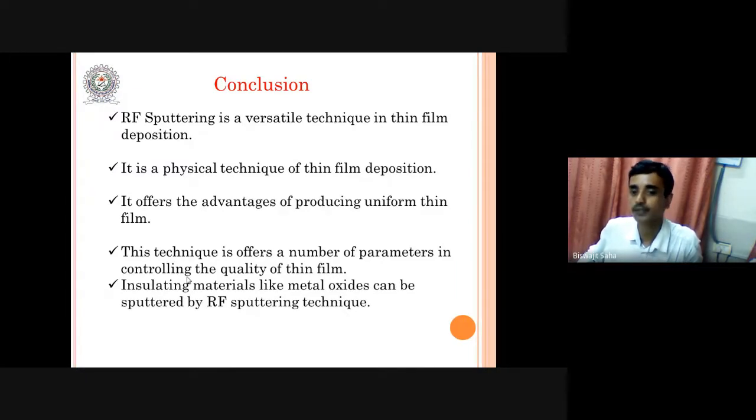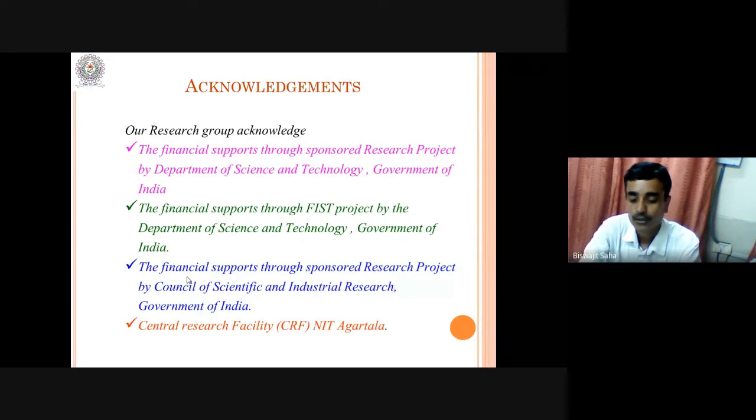It is a physical technique of thin film deposition. It offers the advantages of producing uniform thin films over a large surface area with desired optical and electrical properties and very good uniformity. And this technique offers a number of control parameters: pressure, then electric biasing voltage, then the distance between these, then the admixture of different gases, and the scope of reactive sputtering. You can take these different advantages from the RF sputtering technique. Insulating materials can also be deposited by RF sputtering. So I shall conclude here.